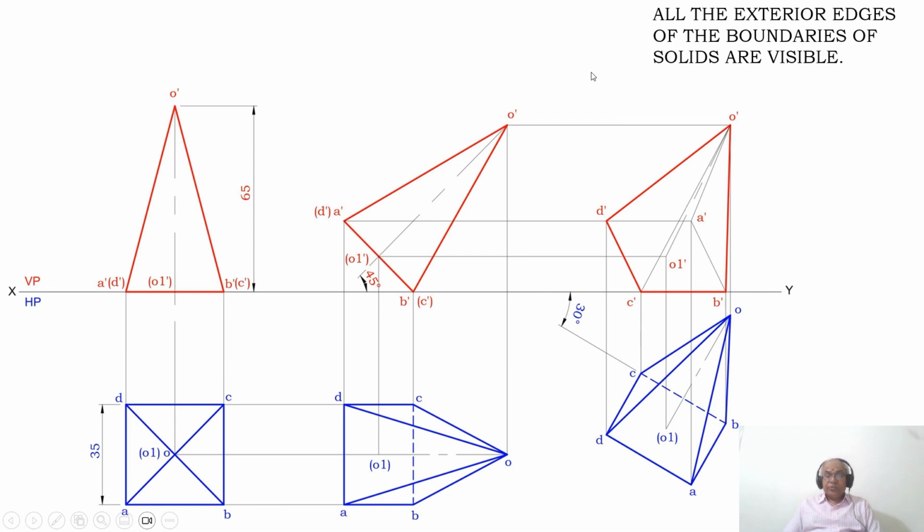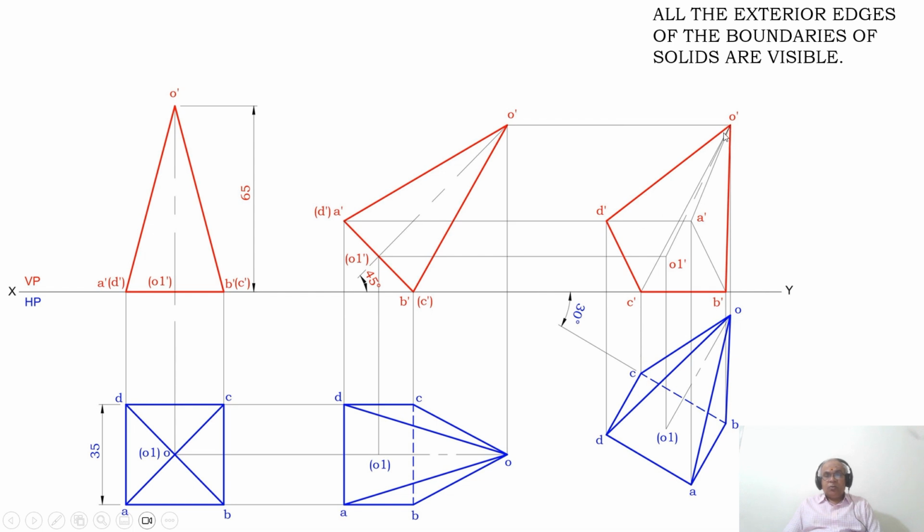Similarly you need to do the same thing. So join between A dash to B dash, B dash to C dash, C dash to D dash and D dash to A dash, and then join between O dash to A dash, O dash to B dash, O dash to C dash and O dash to D dash with a thin line.